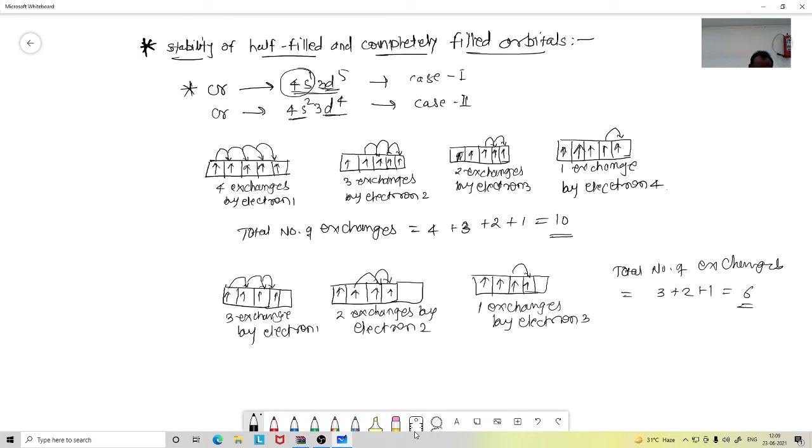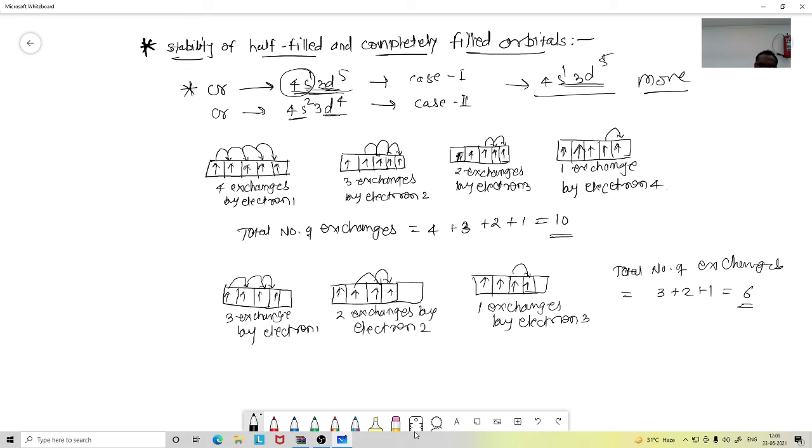So, since the number of exchanges is more with this electronic configuration, that is 4s1 3d5, it is more stable. Therefore this electronic configuration is more probable. This electronic configuration for chromium is more probable.